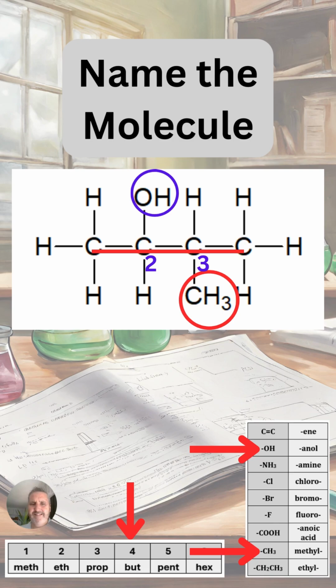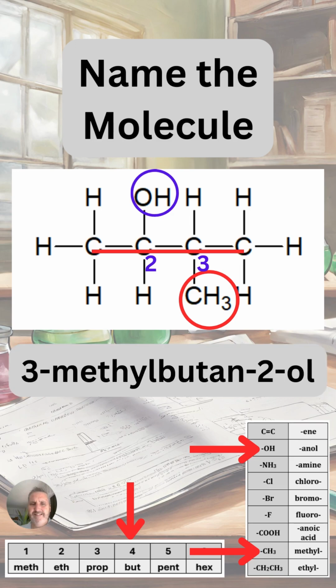Now, the OH group has priority over the CH3, so we always number it so the OH gets the smallest number it possibly can. So when we go to name this, it has a methyl group coming off the third carbon, so it's going to be 3-methyl, and it has an OH group or an alcohol group coming off the second carbon, so it's going to be 3-methylbutan-2-ol.